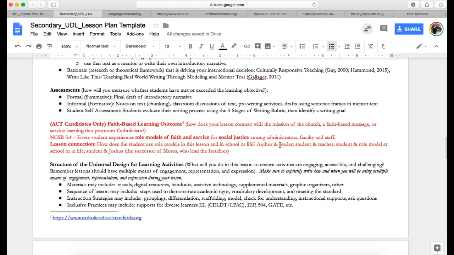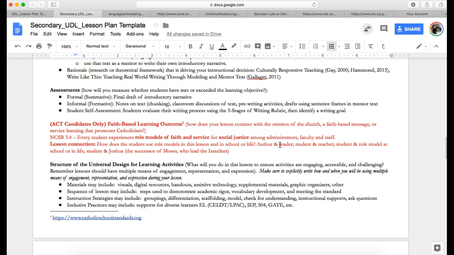For instance, in the lesson today, you'll be examining the notes that students take on the text when you're chunking the poem. There will be classroom discussions of the text. There will be some pre-writing activities, and then various drafts using sentence frames from the mentor text. All of those things will tell you what supports students need to move forward in the progress of their activity. And then at the end, there will be a student self-assessment.